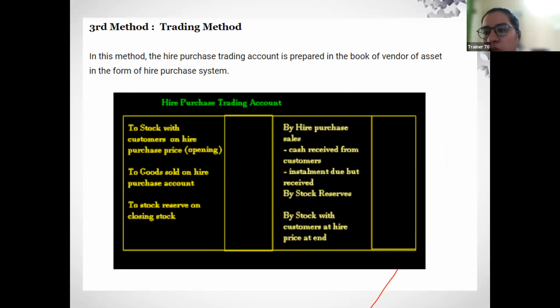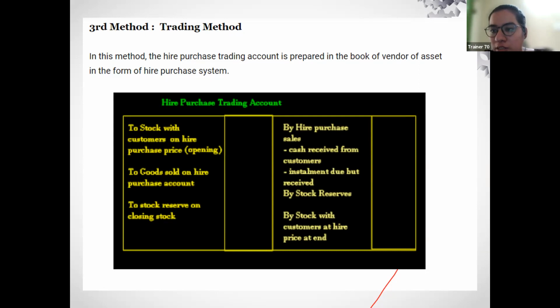We write the opening stock of raw material, then what purchases you have done, what sales you have done, and the closing stock of raw material. Similar will be done over here. What is the opening stock of stock with hire purchase agreement? What additional hire purchase you have done?